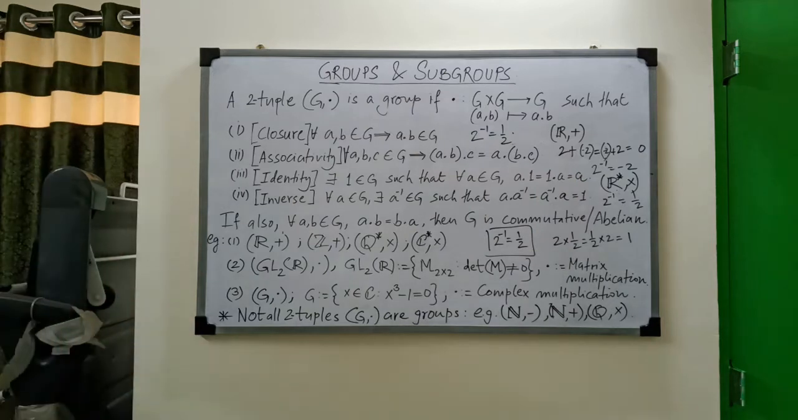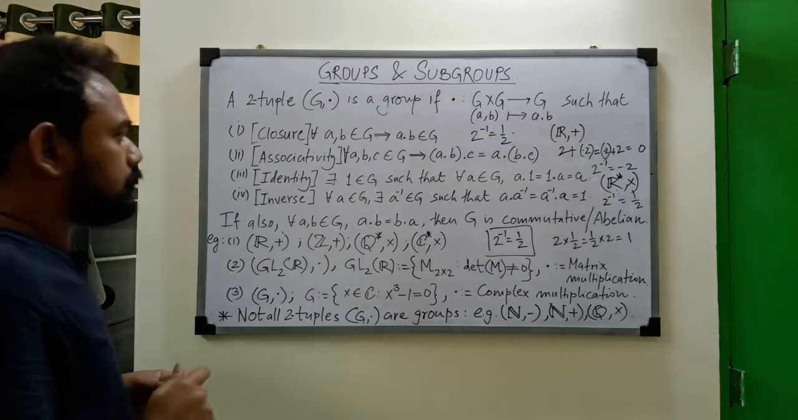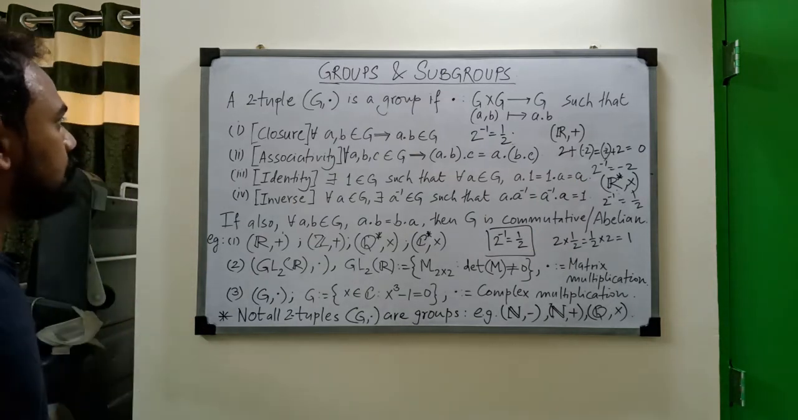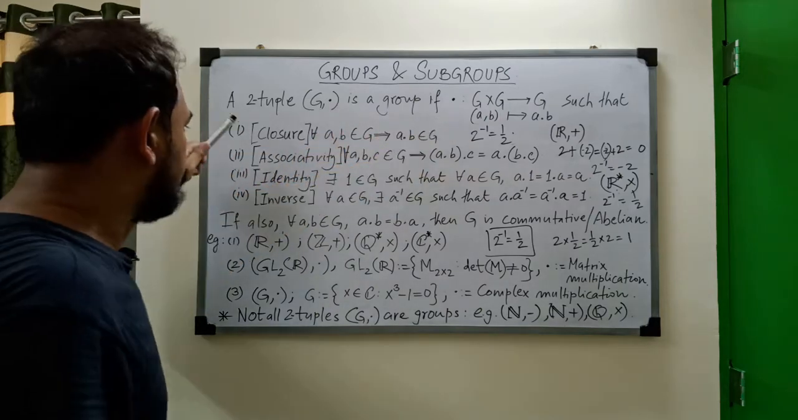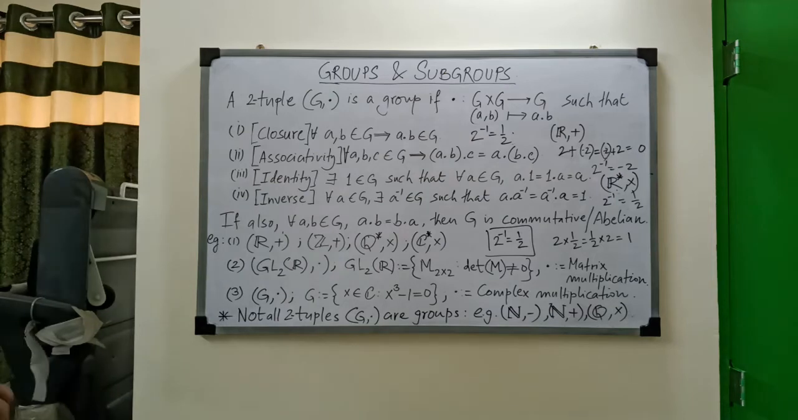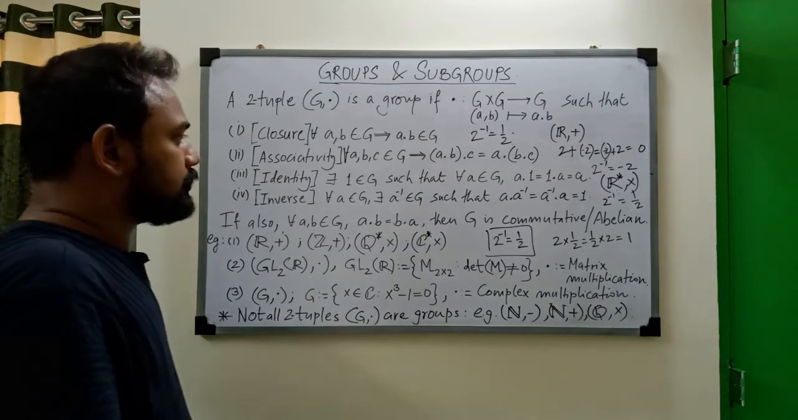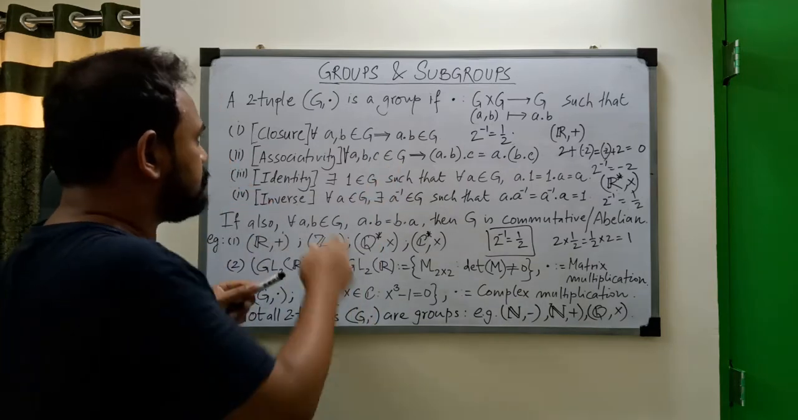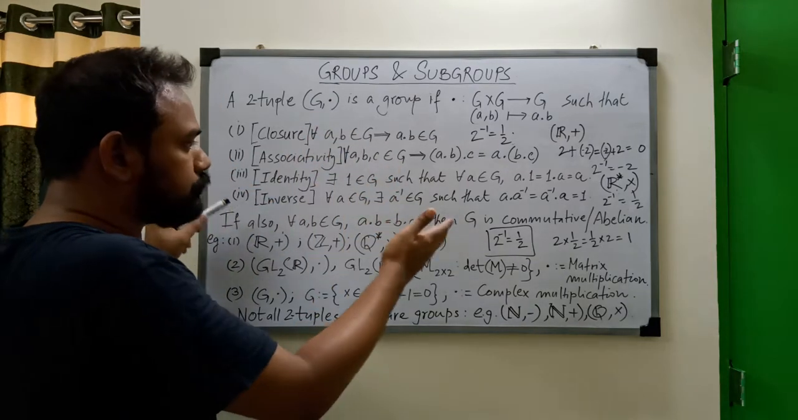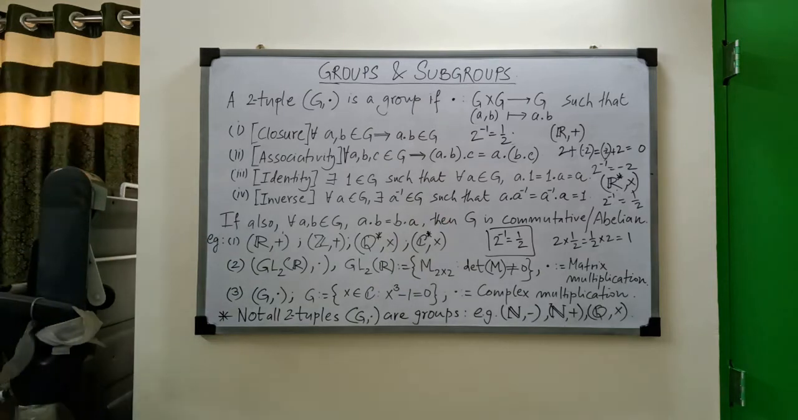Okay. So summing up, G dot will be a group if it follows all the 4 properties. So in other words, if you have to check whether something is a group or not, you would have to check if that 2 tuple follows all the 4 properties to finally announce it as a group.